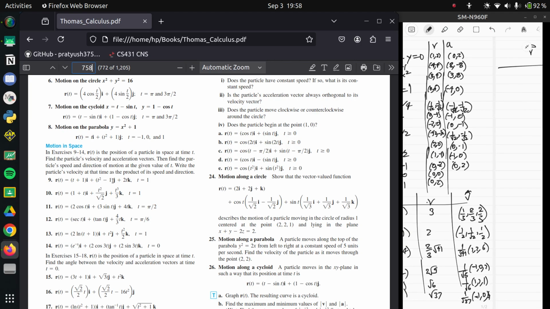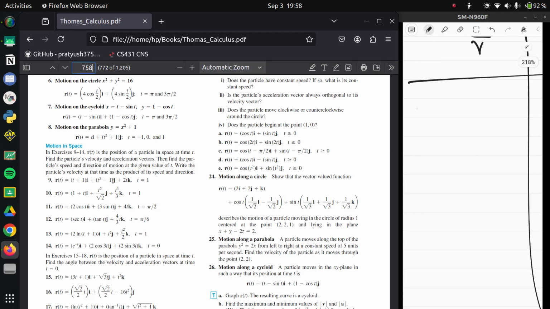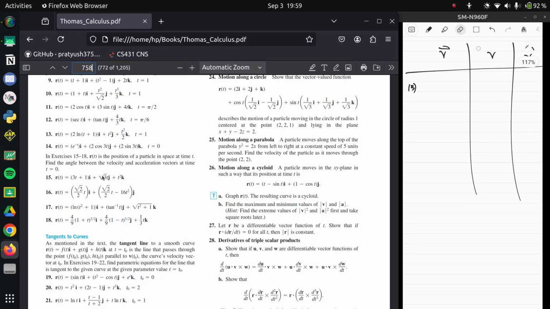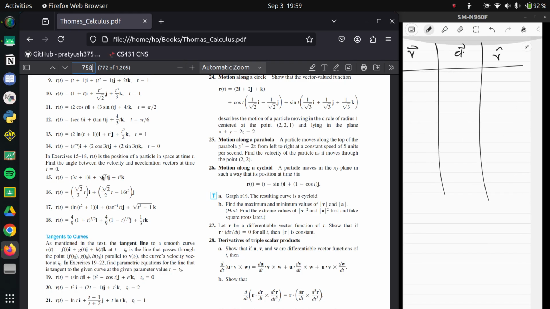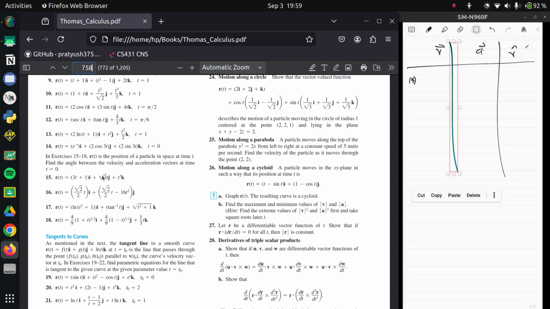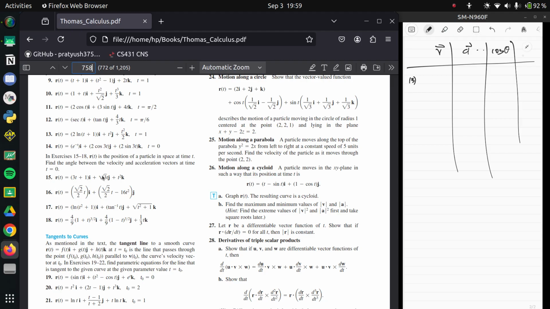Okay, so this was question 14. Question 15, let's go. In these exercises, r of t is the position of particles. Find the angle between the velocity and the acceleration vectors at time. So you need to find the velocity, you also need to find the acceleration, and then you need to find the angle. So your theta, or let's just say the cosine theta at least, because you just have to take the cosine inverse of that. Oh, this is going to be a long night. And then you have to get theta. Okay, let's just get started.